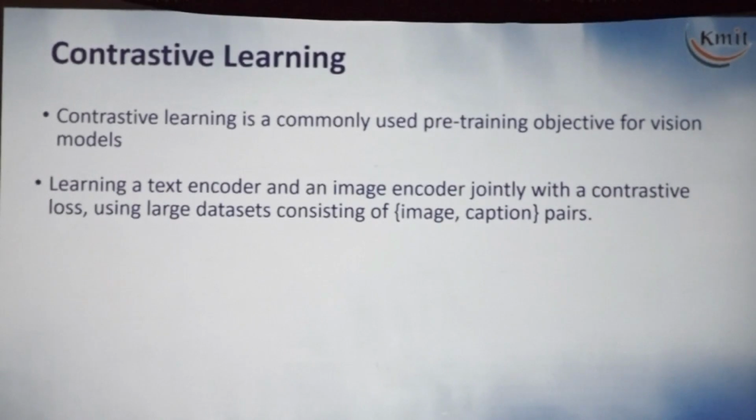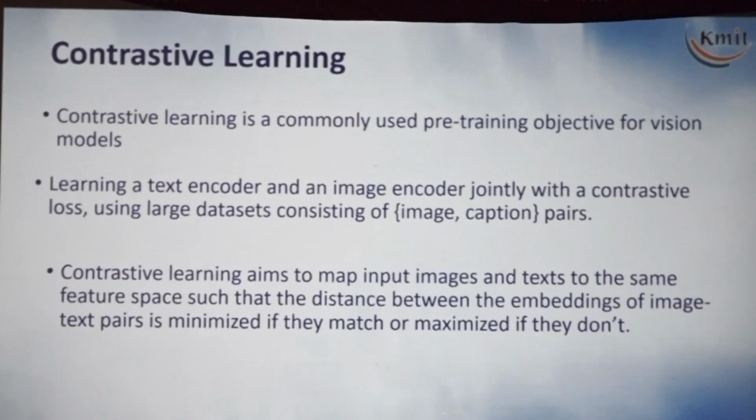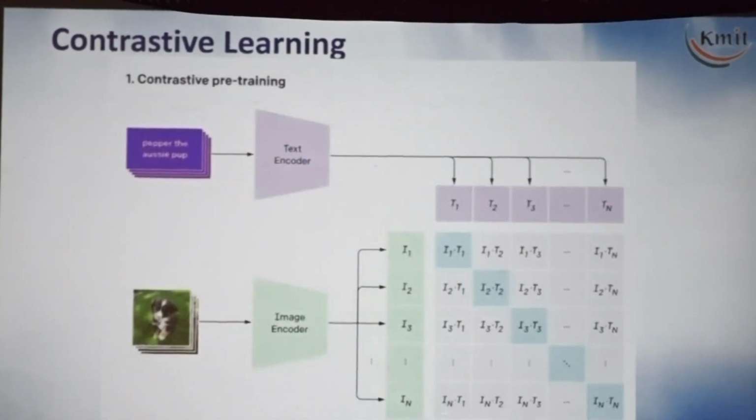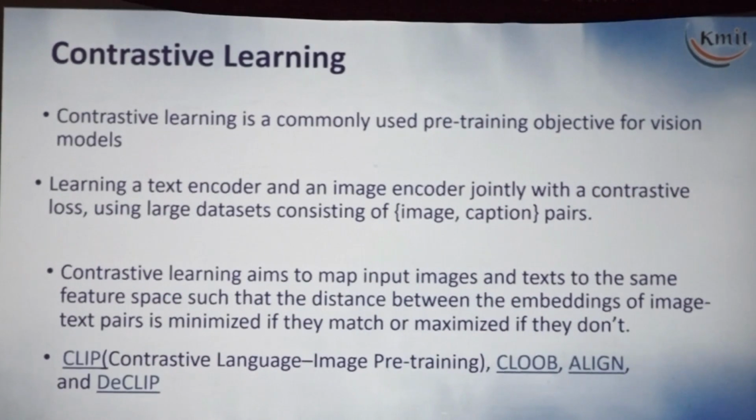And contrastive learning. In this contrastive learning, it is the very common model which we will use, and it will learn from the text encoder and image encoder, and we will combine them and we will go with the contrastive loss, and then we can go with the next predictions. Okay, and what are the models available in that?